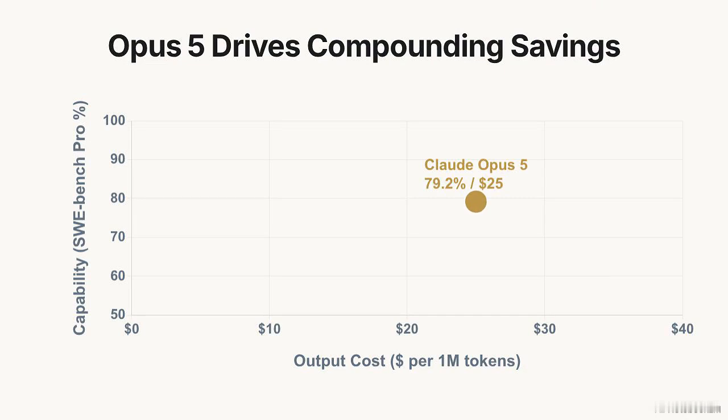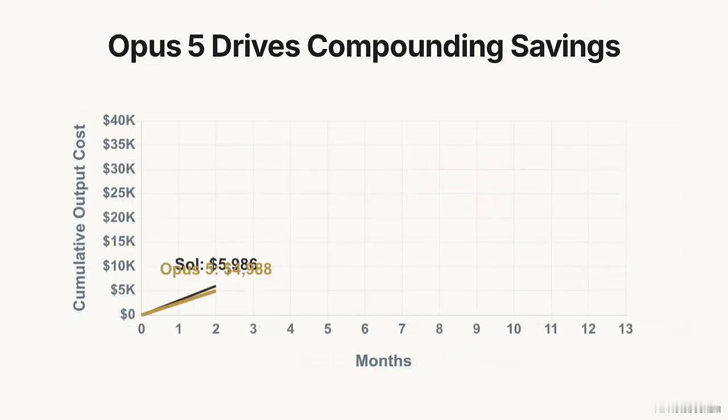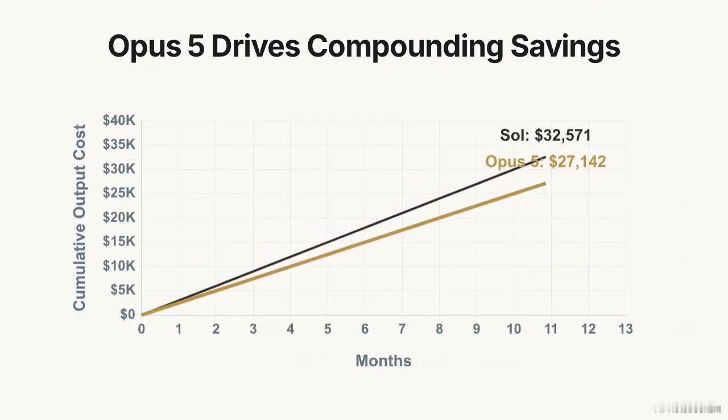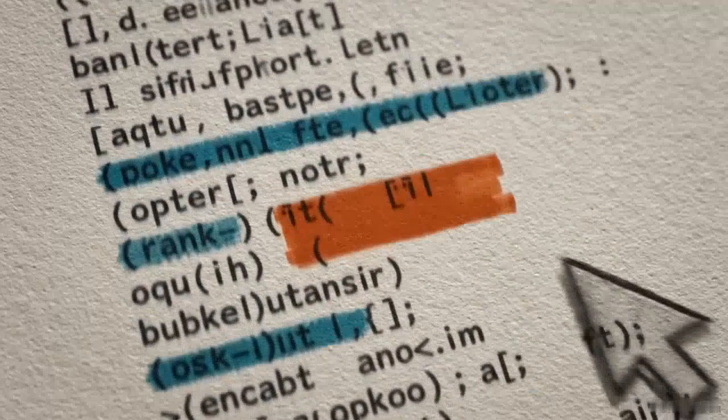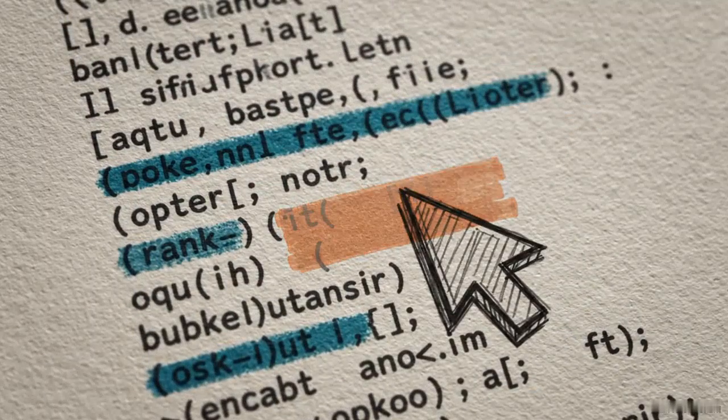This quadrant chart maps capability against output cost. Opus 5 lands in the top left, high capability, low cost. If your pipeline runs 100 million tokens monthly, that positioning matters. Over a year, using OpenAI incurs a $6,000 premium for the exact same code volume. Opus 5 delivers a 14.6-point accuracy advantage on bug fixes, while costing 17% less per output token.